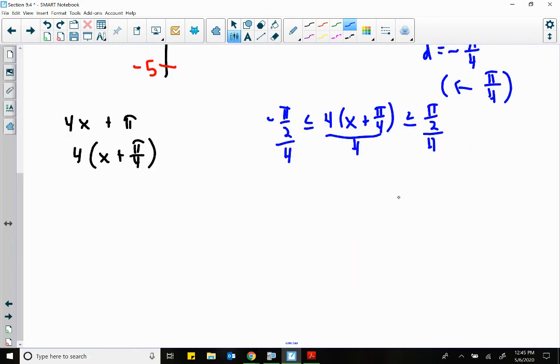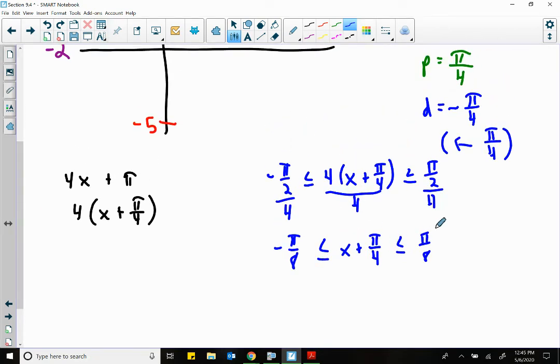Okay. So this gives us negative pi over 8 less than or equal to x minus pi over 4 plus pi over 4 less than or equal to pi over 8. And if you look at that distance, this is 1/8 and that's 1/8. If I add 1/8 and 1/8, that gives me 1/4, which verifies that yes, this is still a distance of pi over 4. Okay?